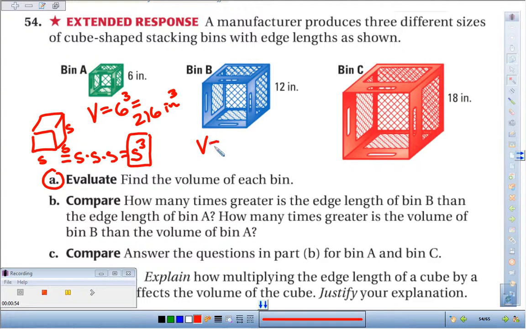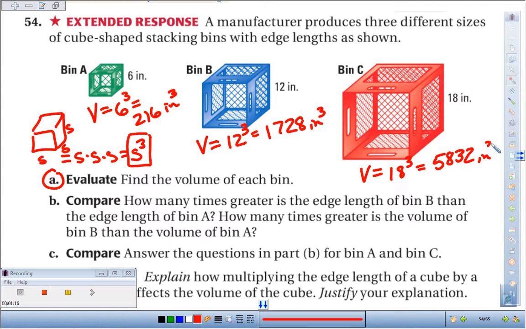For bin B, we'll take volume equals side length cubed, so 12 times 12 times 12, which is 1,728 cubic inches. And if we look at bin C, the volume is going to be 18 to the 3rd power. 18 cubed, 18 times 18 times 18, or if you use the power button on your calculator, 18 cubed is 5,832 cubic inches. So there's part A.